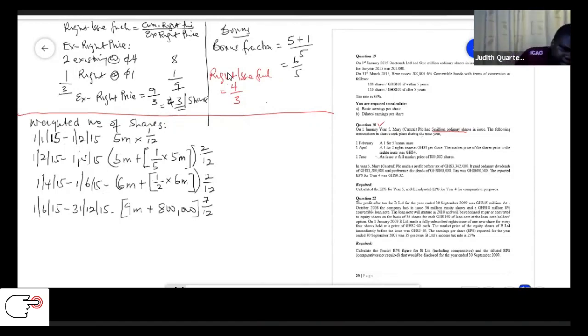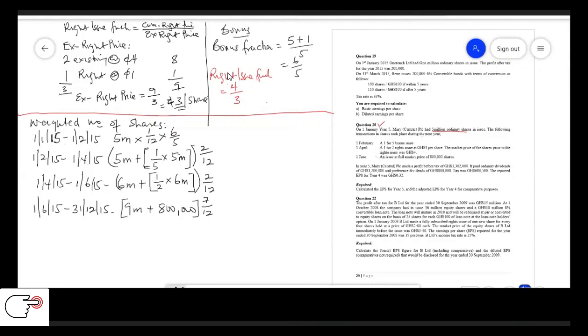The bonus issue, when was it made? 1st February. The standard says that to adjust the bonus element in the bonus issue, multiply the weighted number of shares before the bonus issue by the bonus fraction. So this is the weighted number of shares before the bonus issue, times the bonus fraction of 6 over 5. The same applies to the right issue: multiply the weighted number of shares before the right issue by the right issue factor. The right issue factor is 4 over 3.